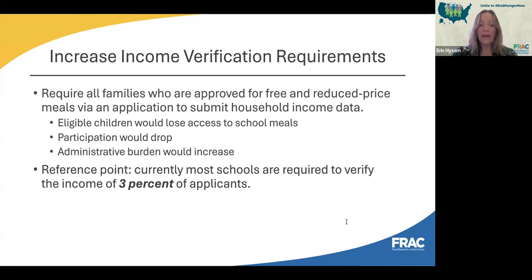The proposal put forth by the House would require income documentation and income verification for every student that was found eligible for free and reduced price meals, 100%. As a reference point, schools are currently verifying income for about 3% of applications. Requiring schools to do 100% verification would take school nutrition professionals out of the cafeterias, they would stop talking to farmers, it would chain them to desks and make them process paperwork. Eligible children would lose access to school meals, participation would drop, and the administrative burden on schools themselves would increase tremendously. Next slide, please.